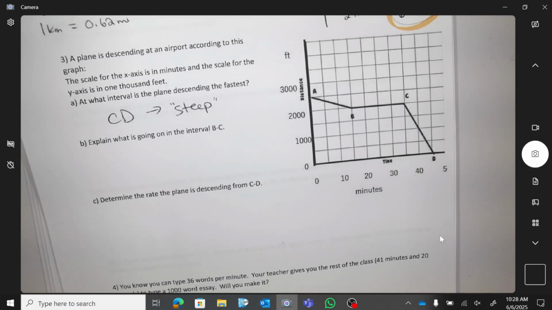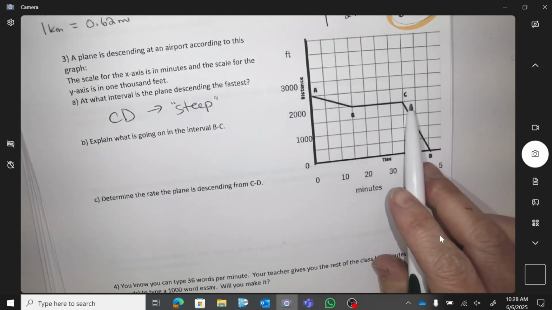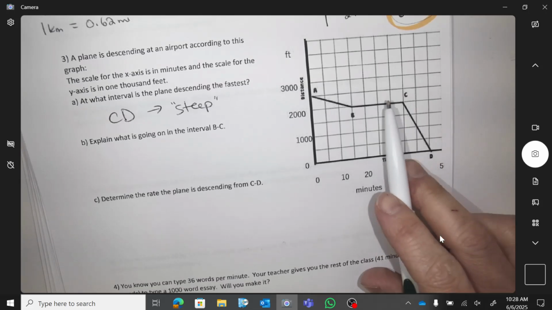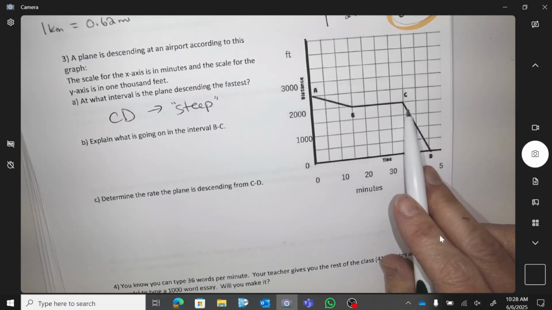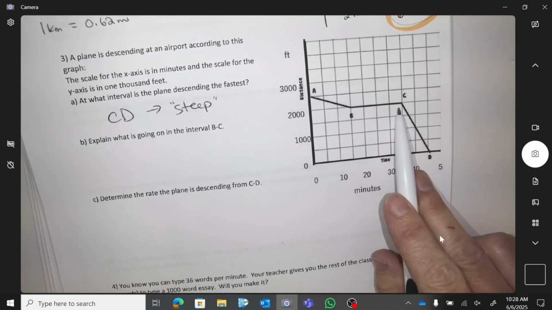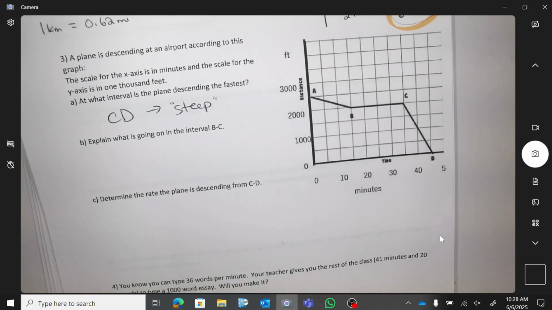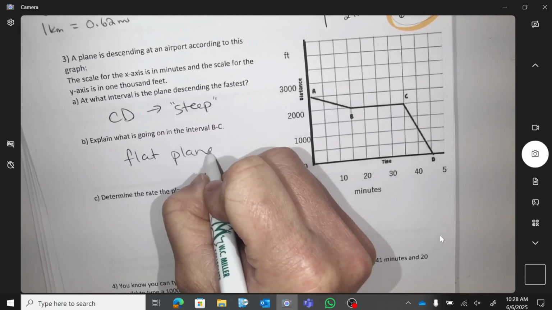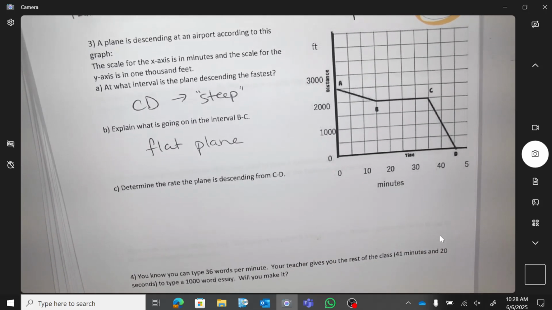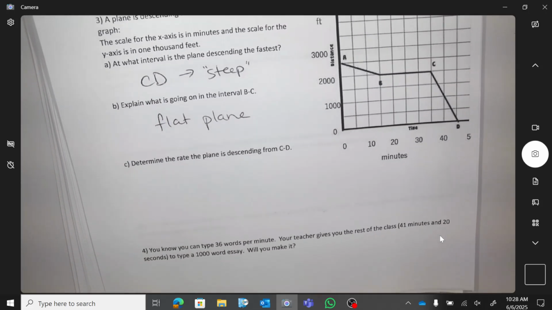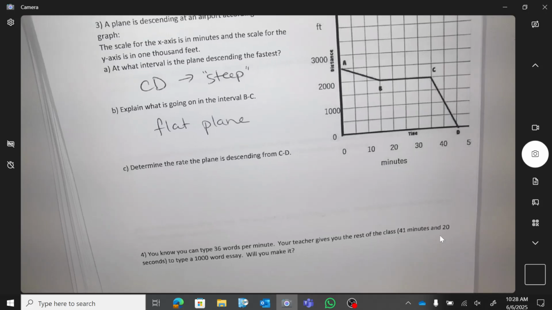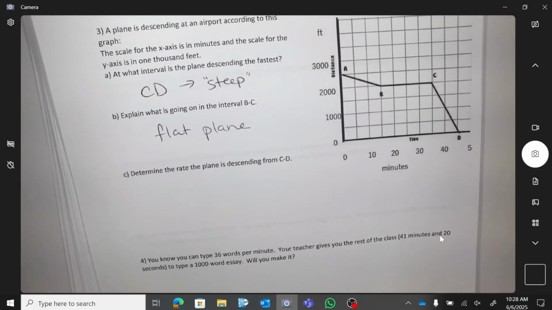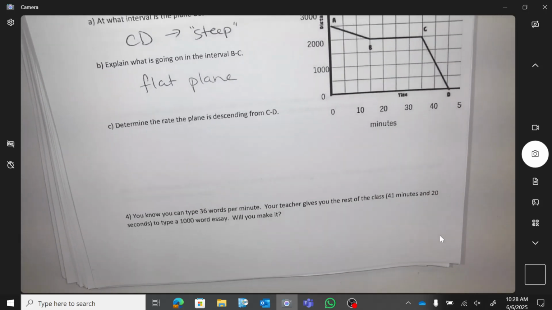Explain what's happening in the interval B to C. What's the plane doing? In the zone B to C, what's the plane doing? Flat airplane. It's level. It's not descending, right? It's just staying flat. Sometimes when we talk about people moving, they might just be stationary too.